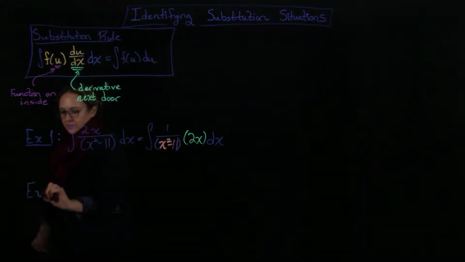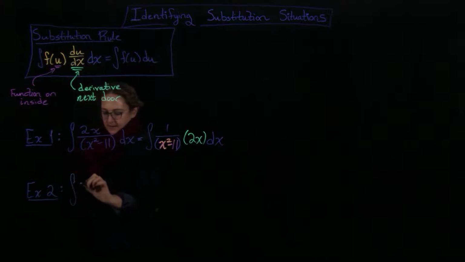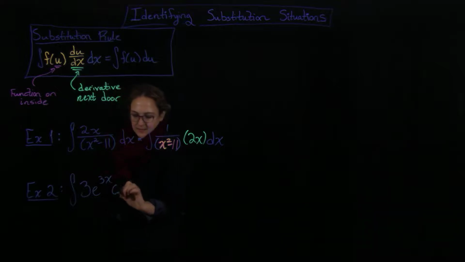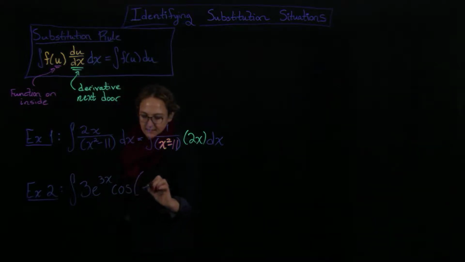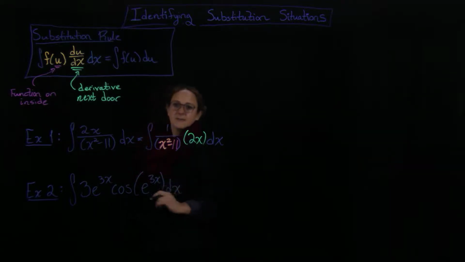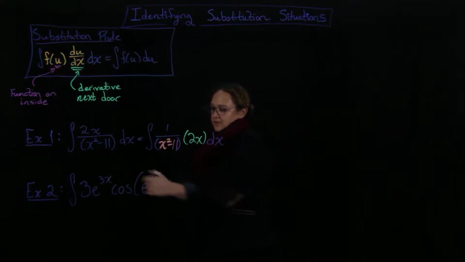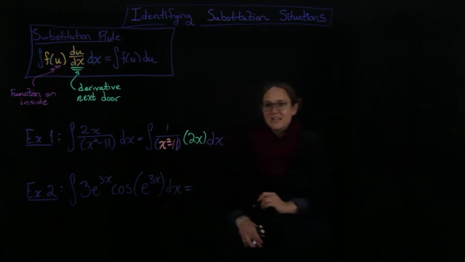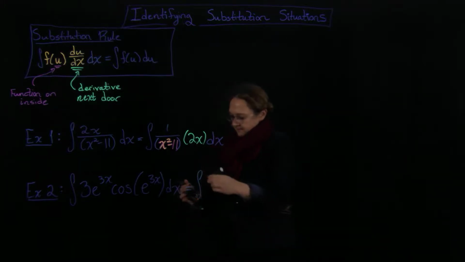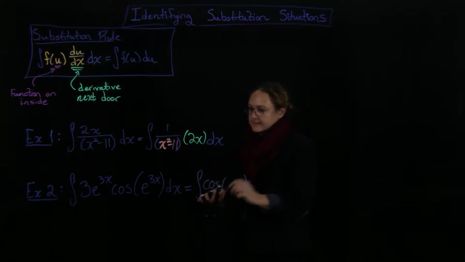So let's do another example. This is example 2. We're going to start out by writing 3e to the 3x cosine of e to the 3x dx. Looking at this, you might see there's an inside function and there's a derivative. Let's rewrite it so that it's even easier to see. This is the integral of cosine, and on the inside of the cosine is this e to the 3x.